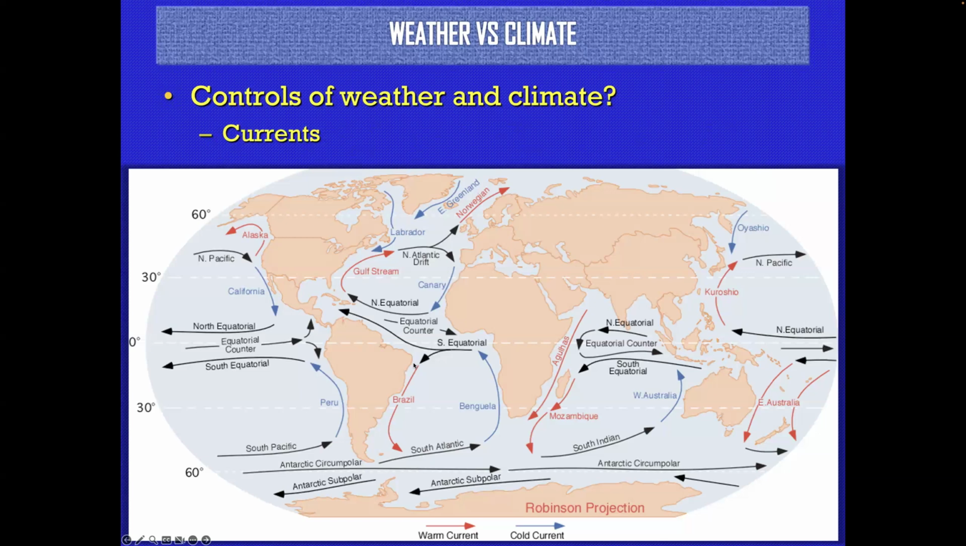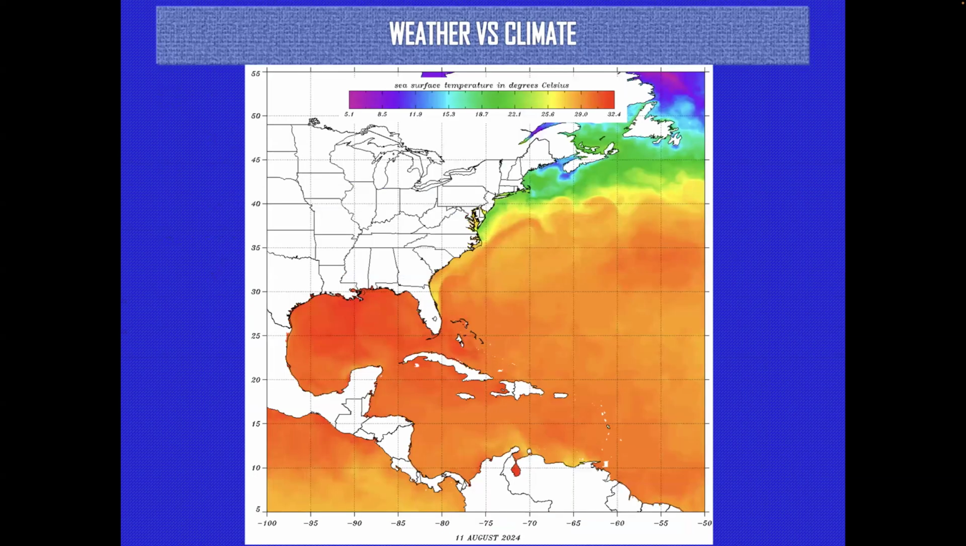Pretty straightforward. But currents can influence the type of climate you experience in a particular region. If you're near a warm current, you tend to experience more humid weather with more thunderstorms and rain than if you are adjacent to a cold current.